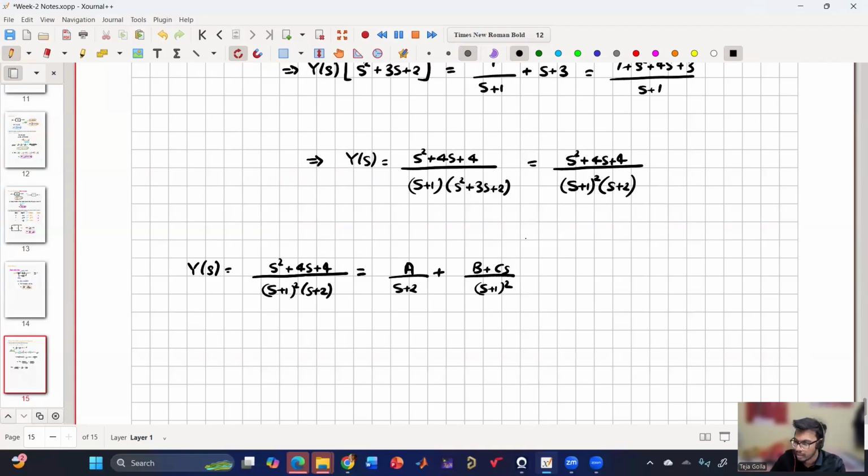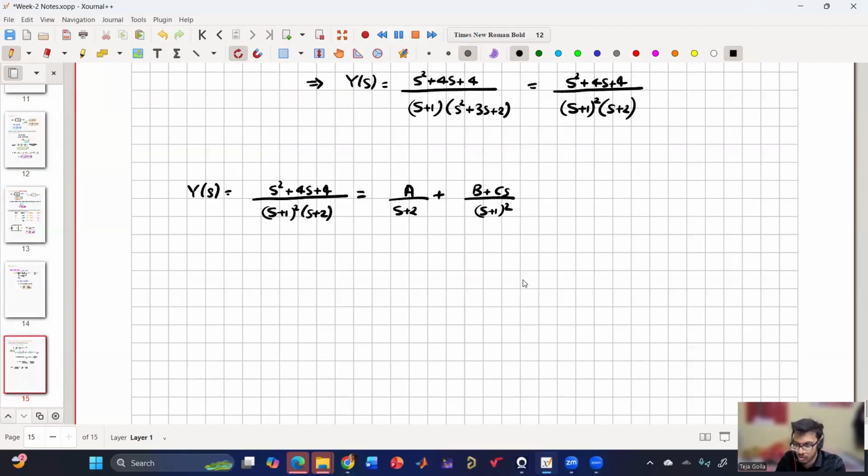Yes, sir. Okay. So now if you solve this, you will be getting, sorry, I think my bad. If the denominator is a square term, then we'll have b by (s plus 1) and c by (s plus 1) square. Or I think both will remain the same. So if the denominator is s square plus some k1 s plus k2, if it is not factorizable, then you will have in the numerator b plus cs. But if the denominator is (s plus 1) whole square, then we'll have b by (s plus 1) plus c by (s plus 1) square.